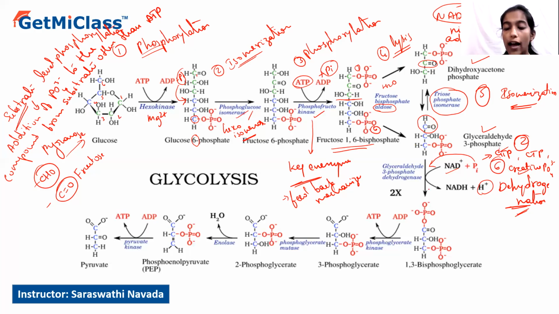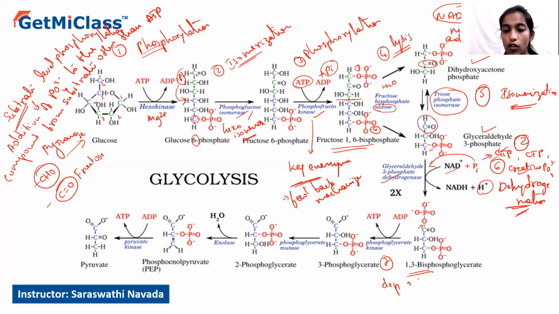And in addition to that, a phosphate molecule will be added. So already one phosphate is present in the 3rd carbon, and one more phosphate will be added to the 1st carbon of the glyceric acid, resulting in the formation of 1,3-bisphosphoglycerate. The reaction is catalyzed by the enzyme glyceraldehyde 3-phosphate dehydrogenase. So this is the enzyme that catalyzes the conversion of glyceraldehyde 3-phosphate into 1,3-bisphosphoglyceric acid.